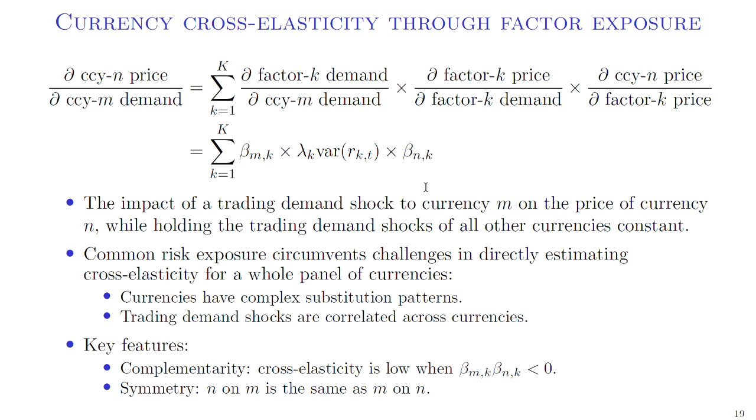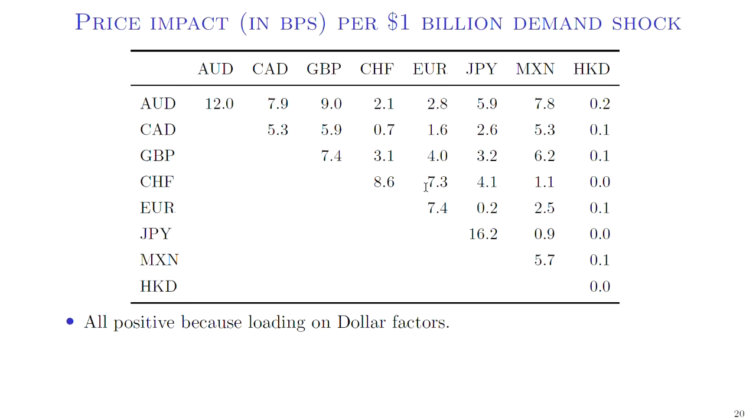And second, it's also symmetric. That is, the shock of M on N is the same as N on M. You can see, basically because we have two betas here, if you switch the M and N, you're going to get the same thing. So now we're going to show you the table, which is the price impact coming from a 1 billion demand shock, a big trading demand shock, in the row assets on the column assets. And here we only report half because this matrix is symmetric, so the other half is the same.